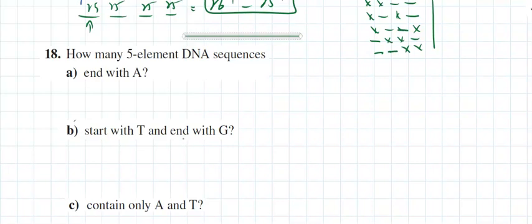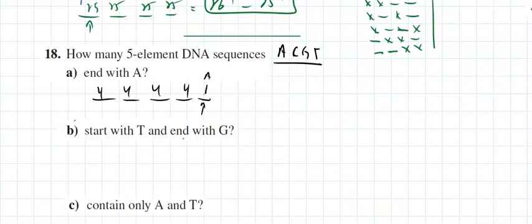The DNA sequence is A, C, G, and T. There's 4 of them. So it says how many 5-element DNA sequences, 1, 2, 3, 4, 5, end with an A. Well, to end with an A, you can only choose one there. And here, you could have 4, 4, 4, or 4. Since you don't have a choice, you multiply those. That would be your answer.